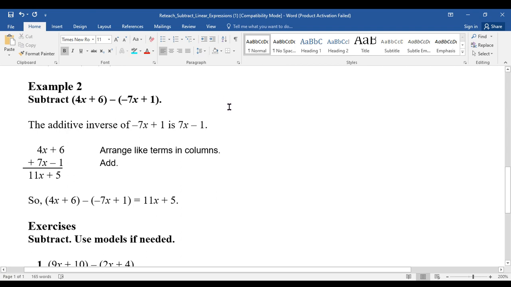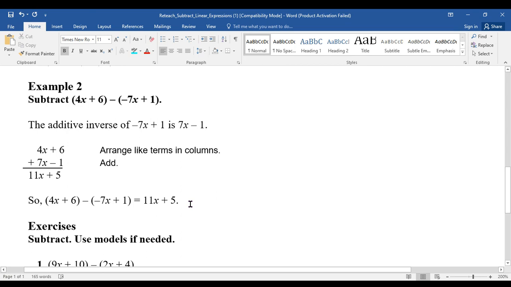Now we can arrange like terms in columns. So we have 4x plus 6 plus the 7x minus 1, because we did the additive inverse. And now we can add. So 6 plus a negative 1 gives us 5. 4x plus 7x is 11x. So our answer is 11x plus 5.